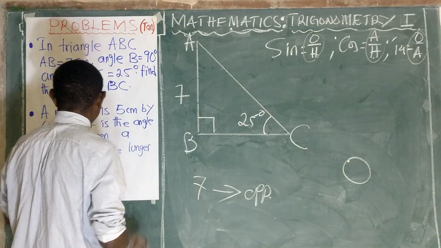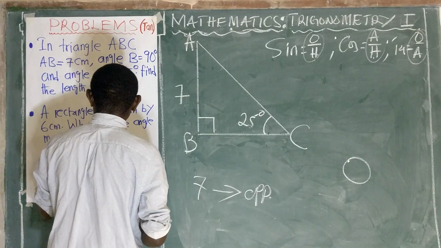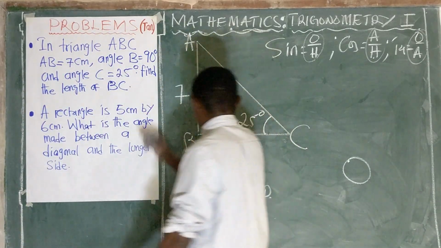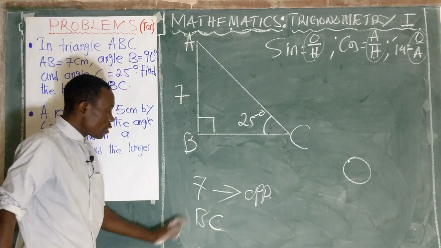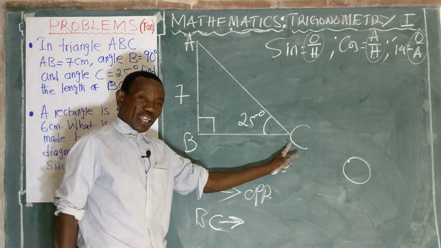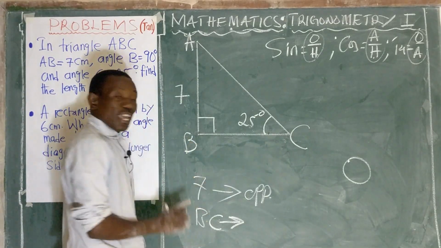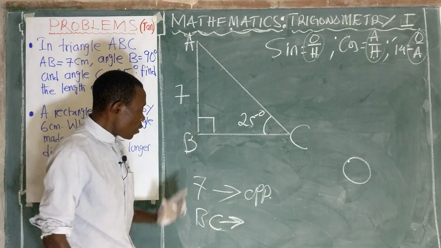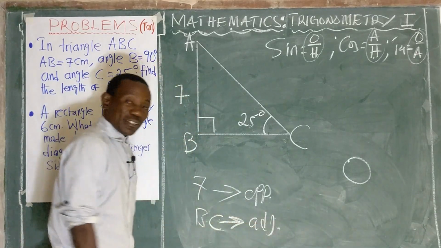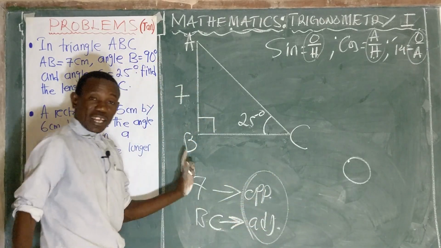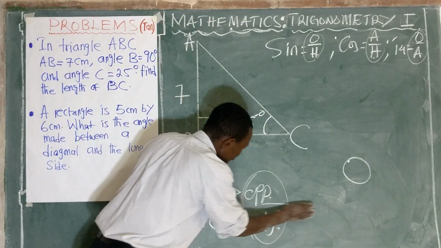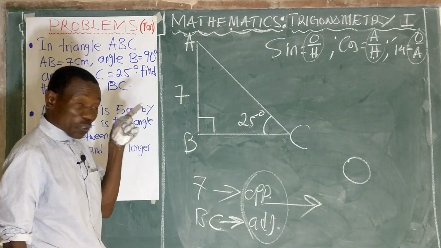Secondly, get to know the name of the side that you are asked to find its value. Like here, the question is asking you to find the length of what? BC. So take note, the side I am asked to find is BC. What is the name of this side? You'll learn that this side is the adjacent side to that angle. So the story is about the opposite and the adjacent side. The 2 sides should give you a guide as to which ratio you are going to choose.